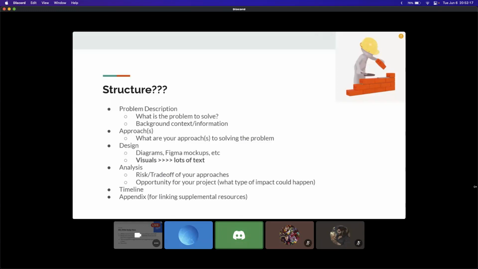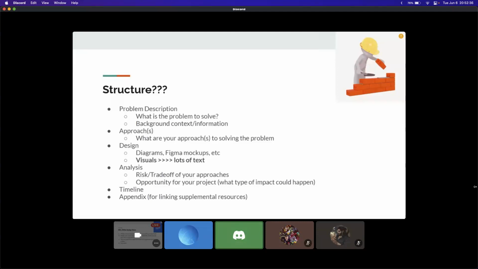So the first and foremost thing you need in a structure for a design doc is the problem description. What is the problem you're trying to solve? And what is the relevant background context or information that the reader needs to know? That way, everyone is on equal footing when they read your doc.